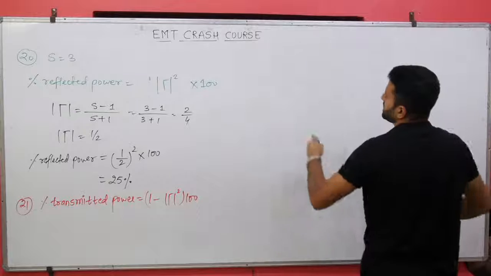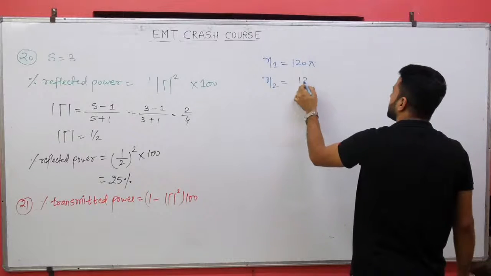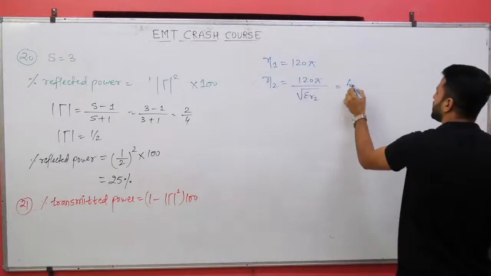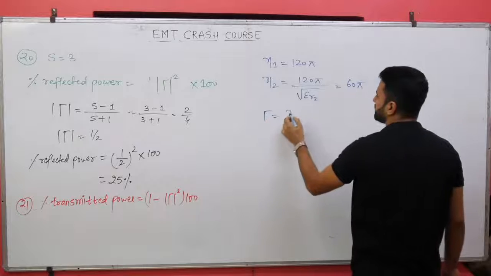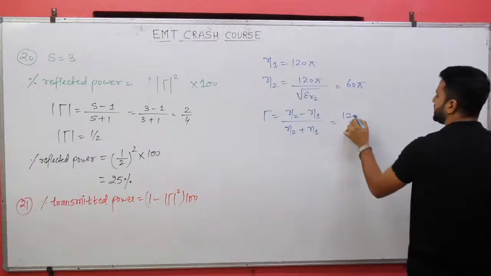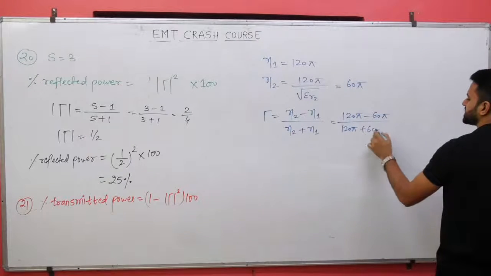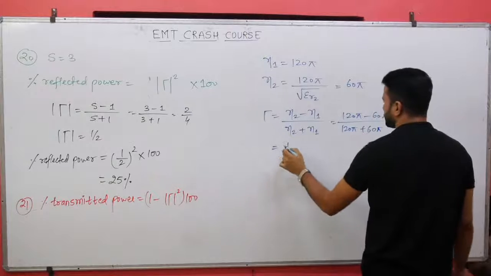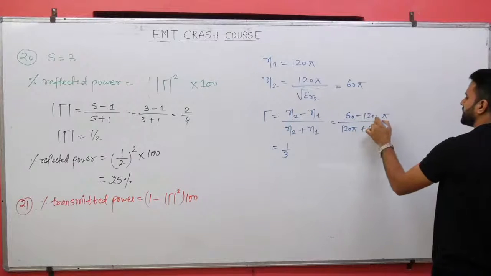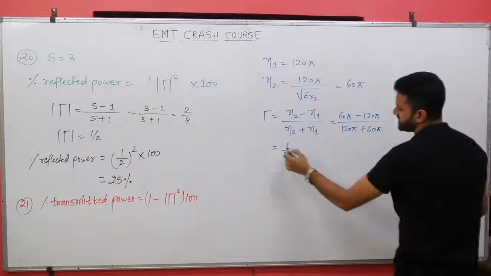So now it is traveling from air, that means eta 1 is 120 pi. What is eta 2? It is traveling from air to epsilon r is equal to 4. That means eta 2 is 60 pi. So what is the reflection coefficient? It is eta 2 minus eta 1 divided by eta 2 plus eta 1. So it is 60 pi minus 120 pi divided by 60 pi plus 120 pi. So it is 60 upon 180, 1 by 3 with minus sign.